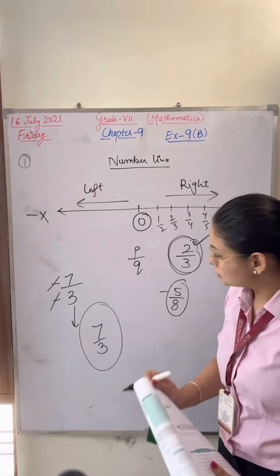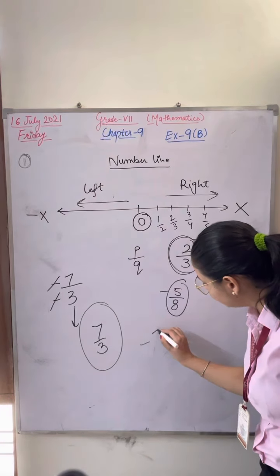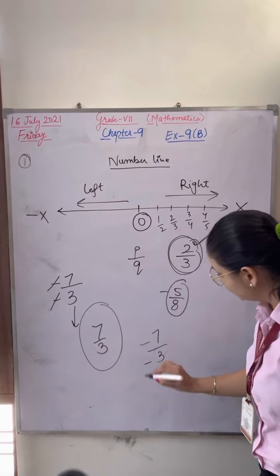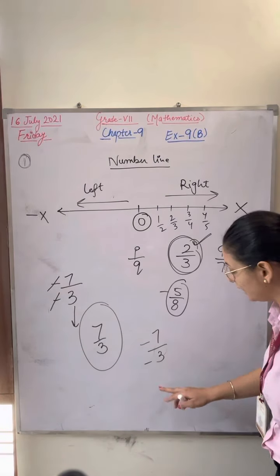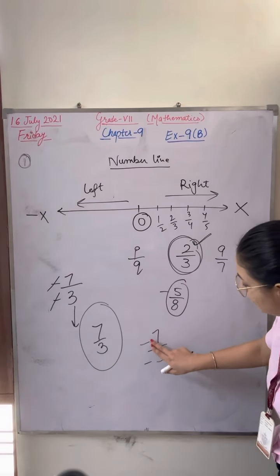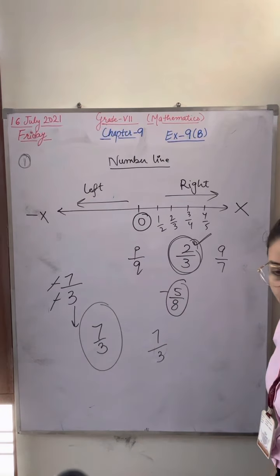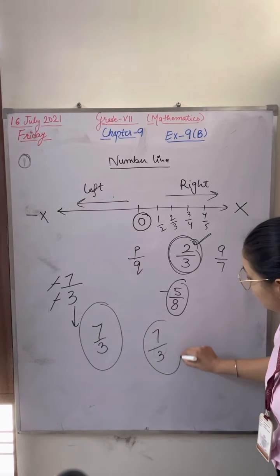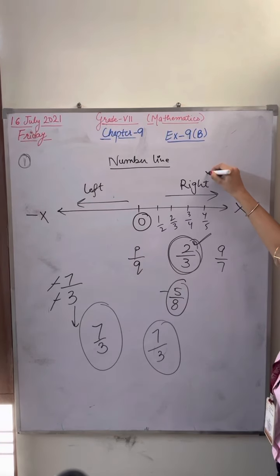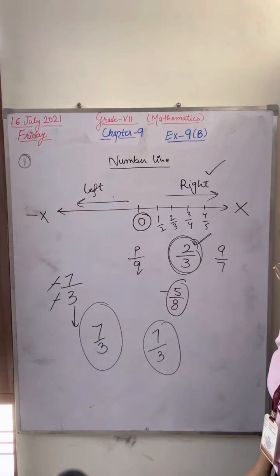Some students are thinking that it is minus 3, a negative value. No, yesterday only I told you that if both have a minus sign, they will cancel. They will neglect each other. So this is a positive value and a positive value will always lie on the right hand side of 0.